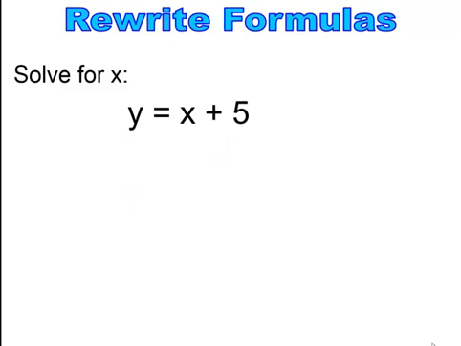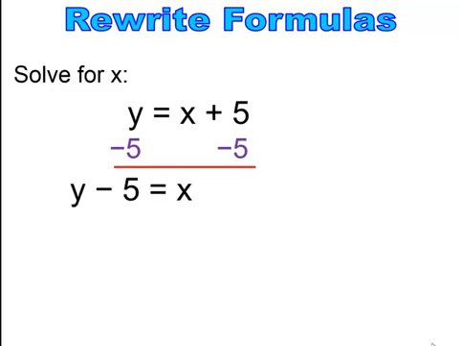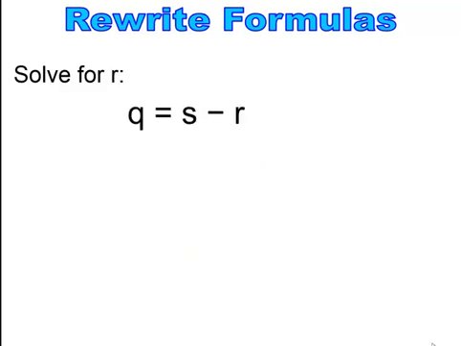Pause and try. You're going to subtract 5 from both sides. You're going to end up with y minus 5. So your x formula will equal y minus 5. Pause and try.